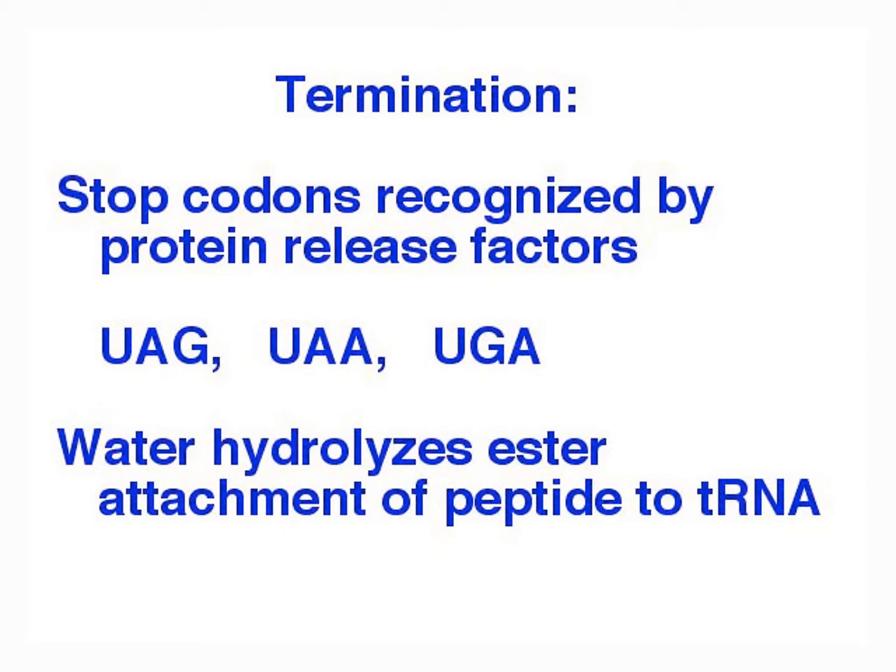So termination factors hydrolyze the bond between the protein and tRNA. After hydrolysis severs the link to the tRNA, the protein diffuses away and the ribosomal complex dissociates from the mRNA. So here we have stop codons that are recognized by these release factors, and we've seen these before too: UAG, UAA, UGA, and water is required to hydrolyze that ester attachment of the peptide to that tRNA.